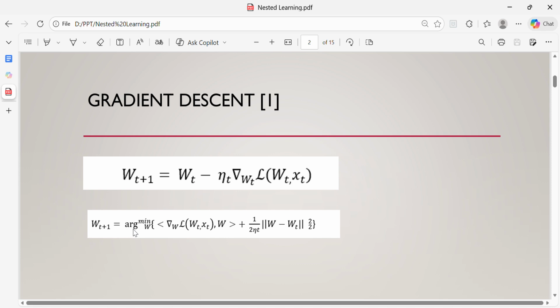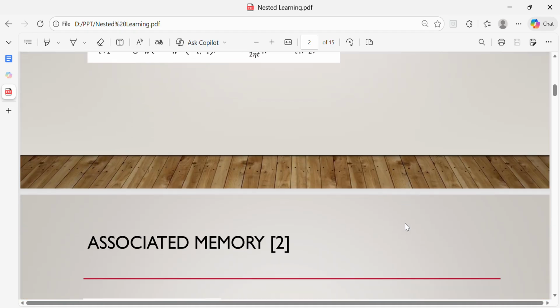W t plus 1 is equal to the argmin over W of the dot product of the gradient and W, plus 1 by 2 eta t times the norm of W minus W t, whole squared. So these two are equivalent and we would be using them interchangeably. Both we will be using, and some we would be using with even more refinements using some lemmas. So we'll see at the end.